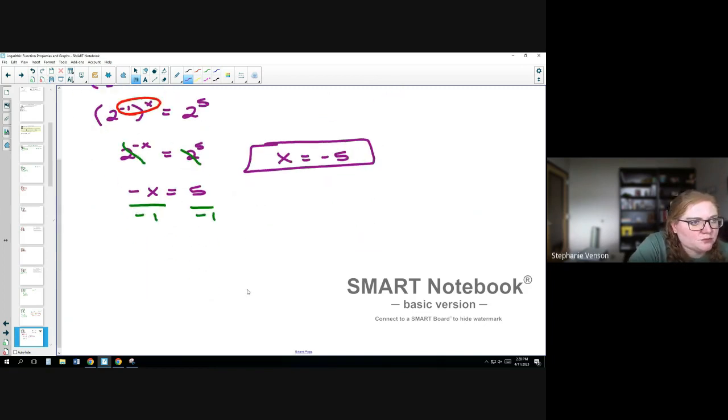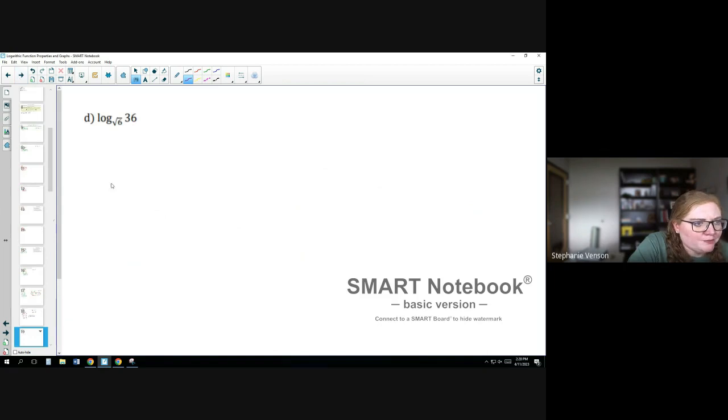Okay, let's look at another one. All right, so we have log base square root of 6 of 36. Oops, looks like I moved that on accident. Hold on. All right, that's okay, because I forgot to set it equal to x, which we need to do so we can do our little circle trick.